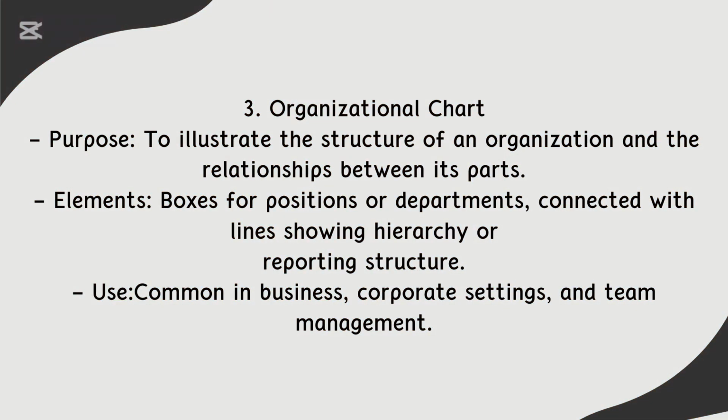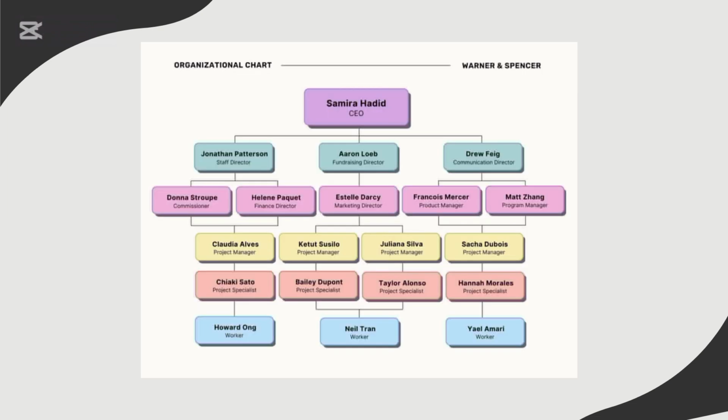The third one is the organizational chart. Its purpose is to illustrate the structure of an organization and the relationship between its parts. It has boxes for positions or departments, connected with lines showing hierarchy or reporting structures. It is commonly used in business, corporate settings, and team management.